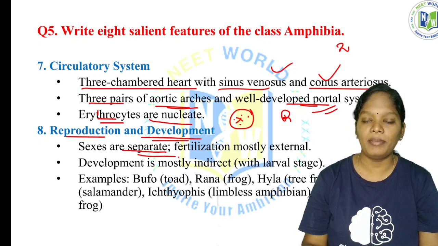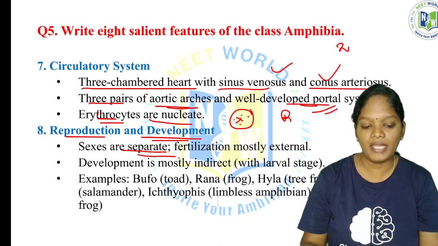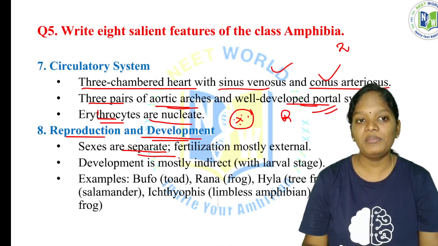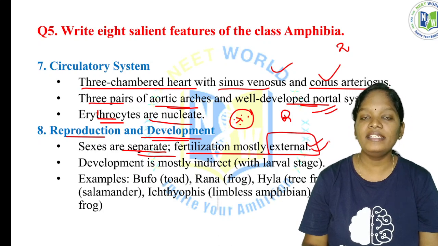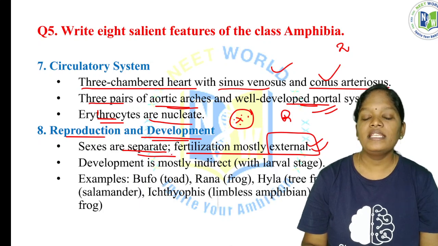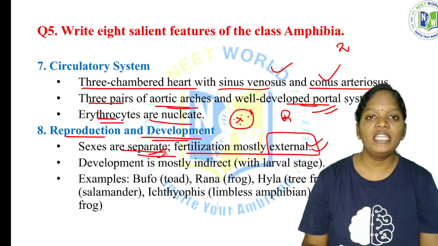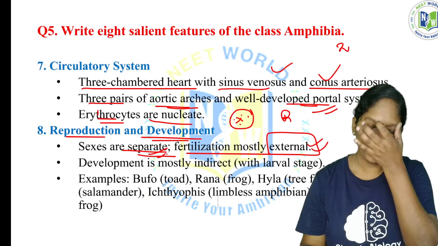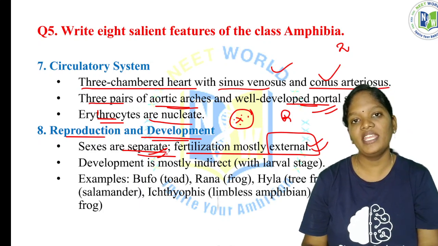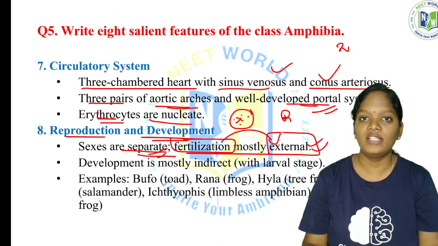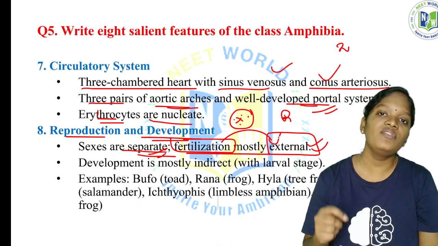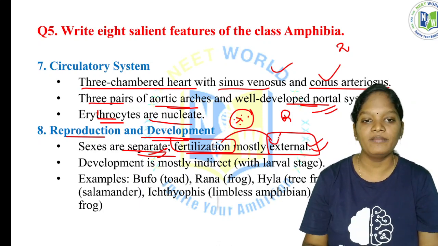Here the sexes are separate, which means male will be a different individual and female will be a different individual, dioecious in nature. The fertilization is mostly external fertilization, though internal fertilization also occurs. So sexual reproduction takes place, and external fertilization means the fertilization does not happen within the body of the female.